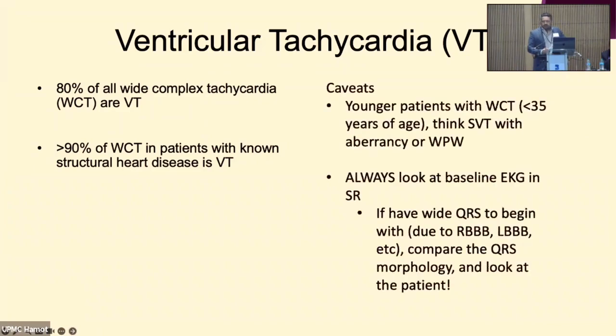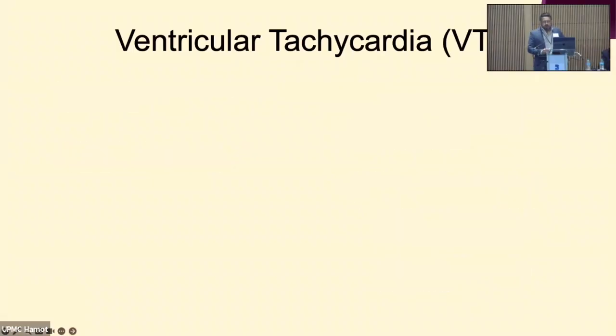The caveats, if they're less than the age of 35, unlikely, can still be ventricular tachycardia, but think SVT with aberrancy, or think WPW. Could they have WPW? And always look at the baseline EKG. If an 80-year-old with coronary disease comes in with a wide complex rhythm, but they have a right bundle branch or a left bundle branch at baseline, and the wide complex rhythm looks similar to that, then it's probably not ventricular tachycardia. It's just that they have wide complex to begin with.